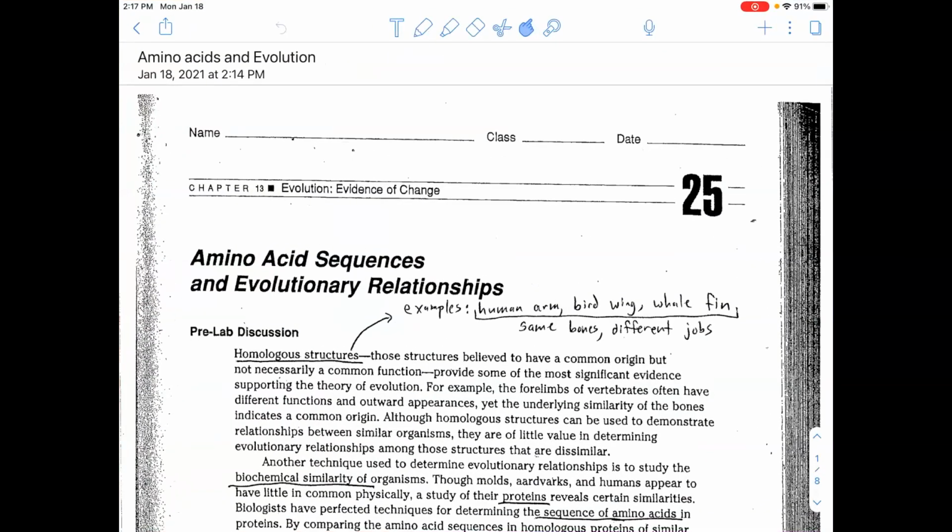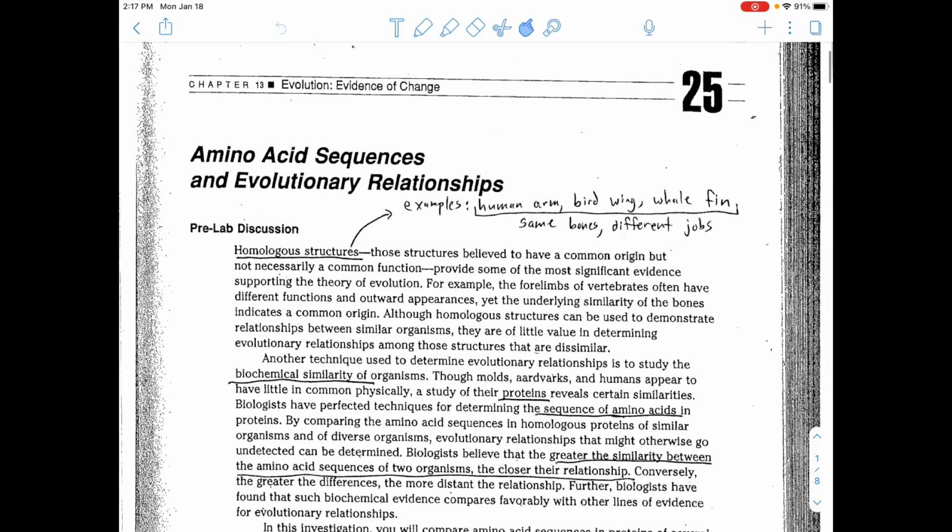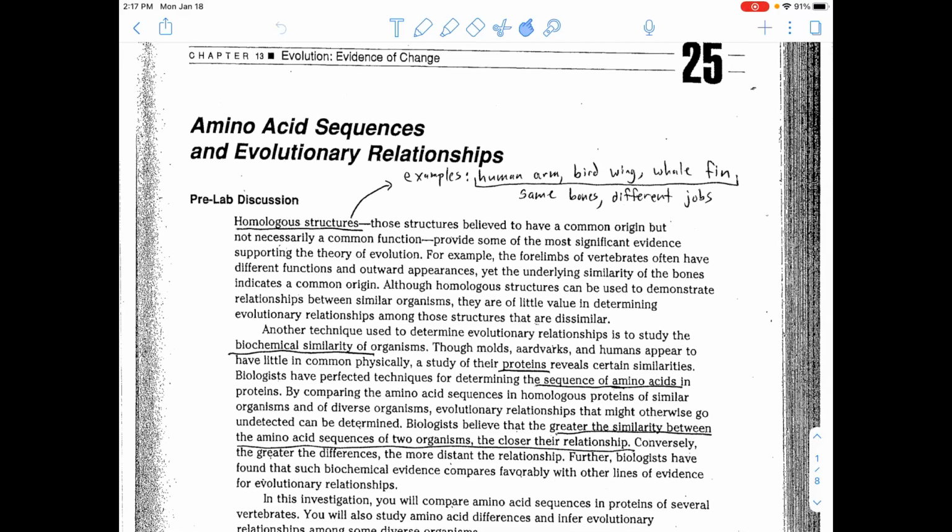Hey students, this is Miss Wendt, and I want to give you some hints and get you started on this assignment. It's called Amino Acid Sequences and Evolutionary Relationships.